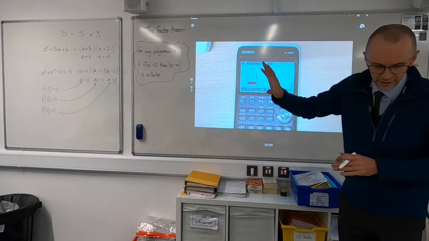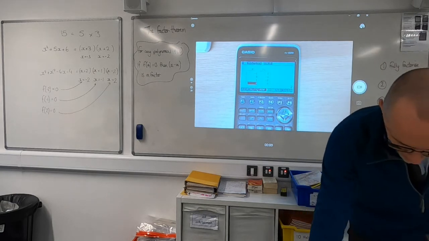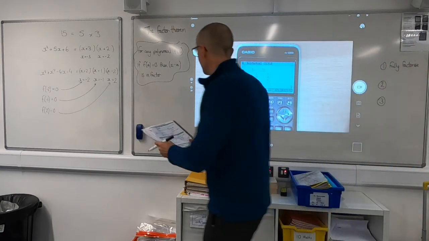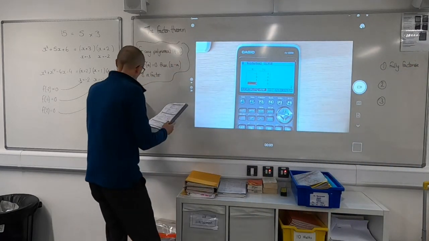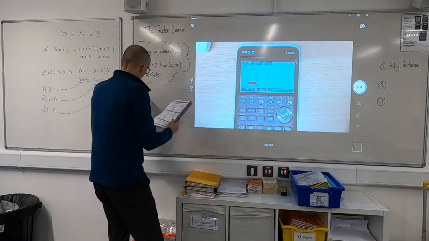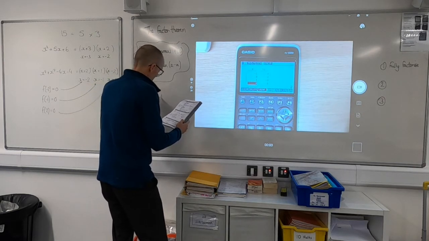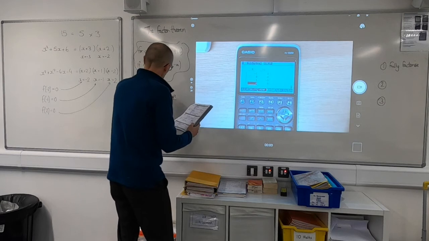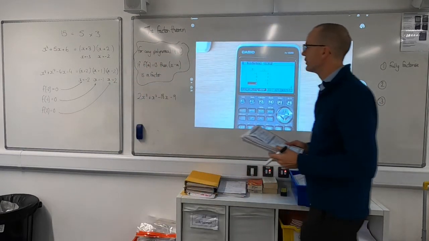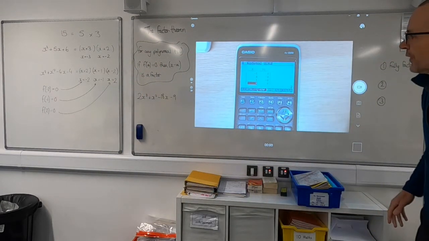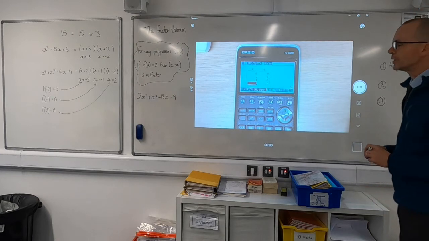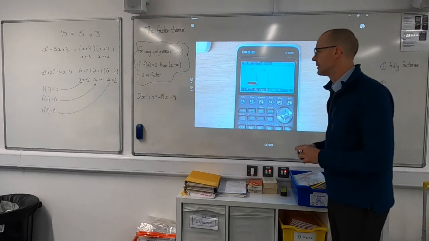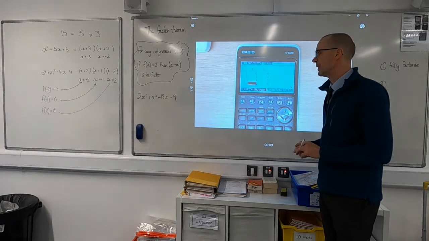All right. Can I get you to use a similar approach and factorise 2x cubed plus x squared minus 18x minus 9. See if you can use a similar approach to factorise 2x cubed plus x squared minus 8x minus 9.